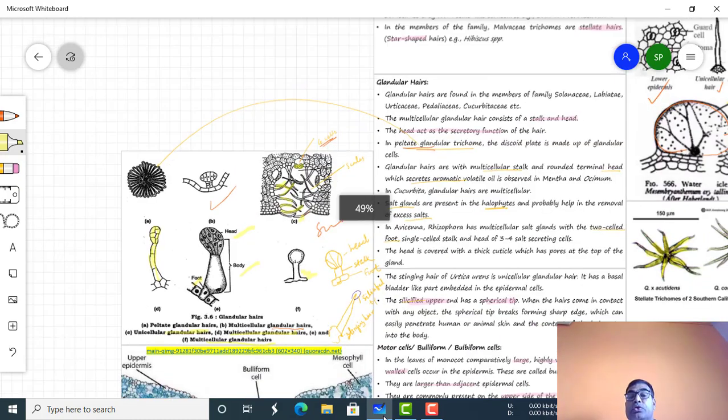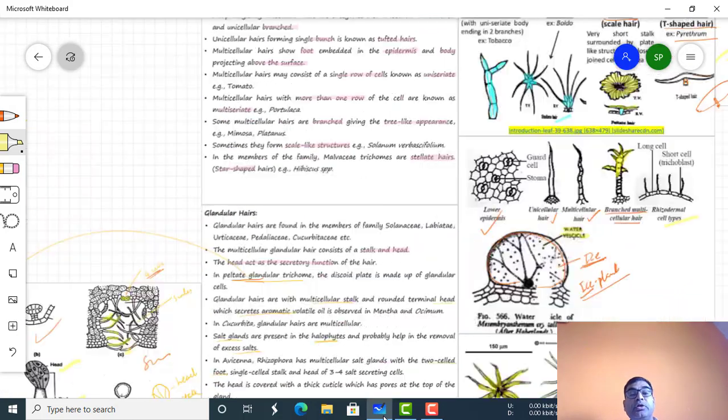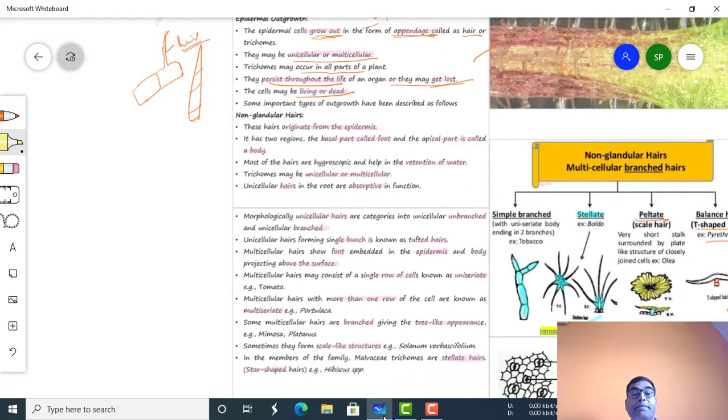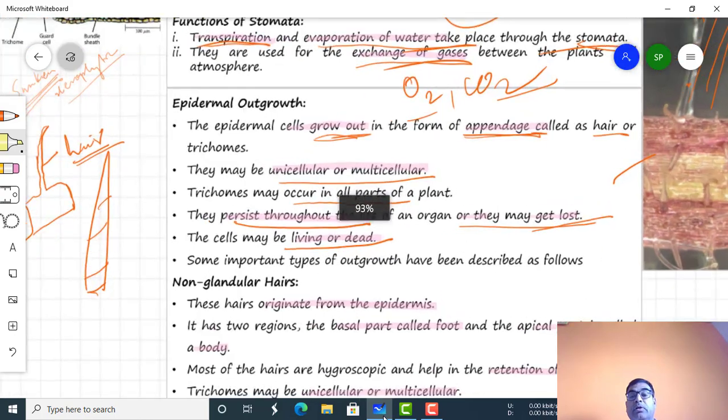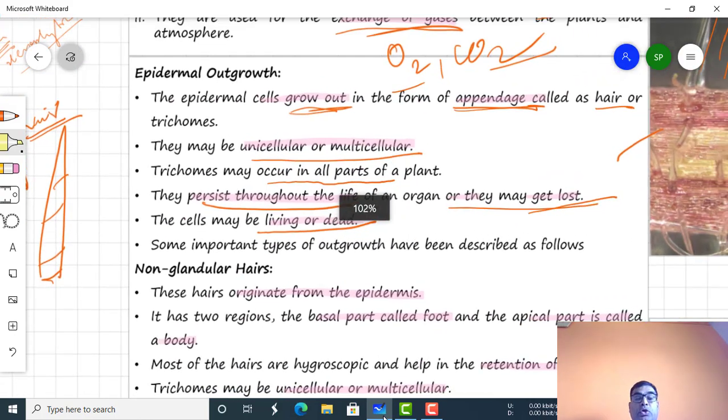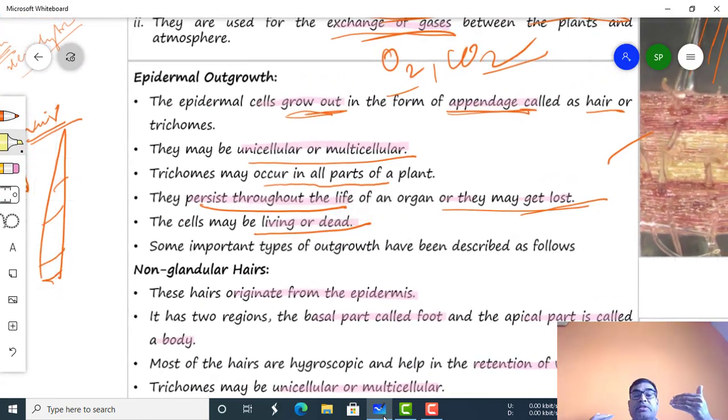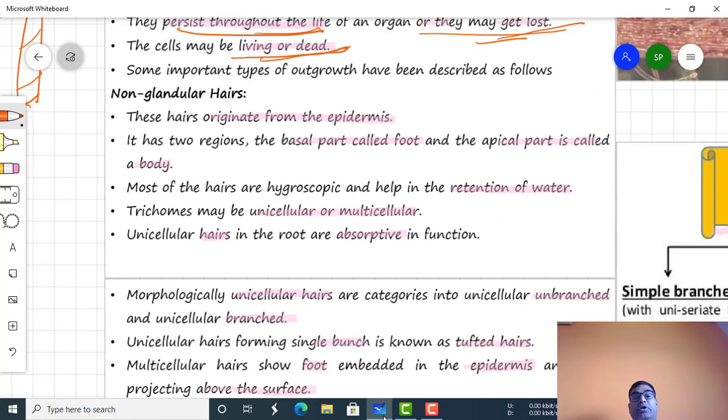Okay, so just see about the epidermal outgrowth. When the epidermal cells grow out in the form of an appendage, it is called an epidermal outgrowth, in the form of hair or trichome, which may be unicellular or multicellular, persistent or temporary, living or dead. Just see the types of the outgrowth.